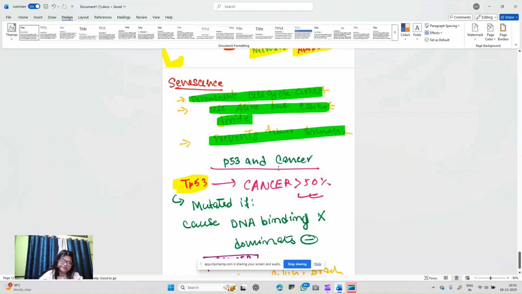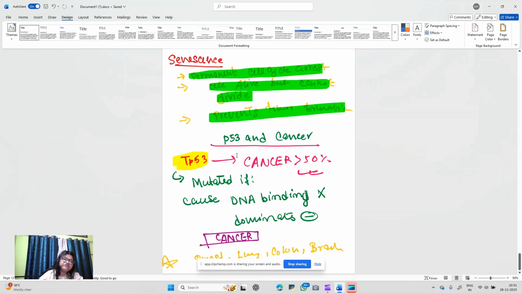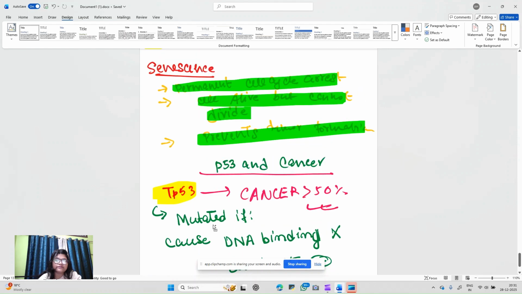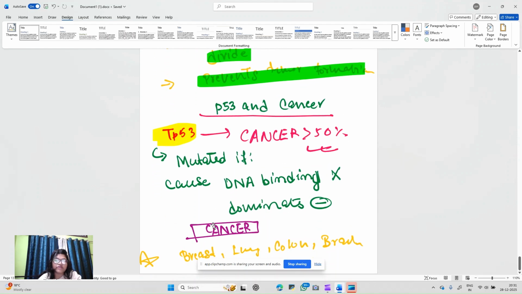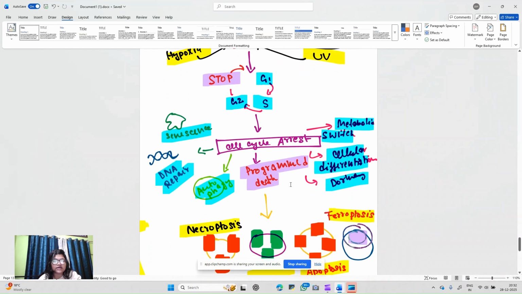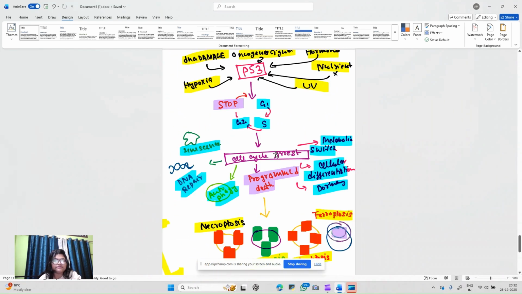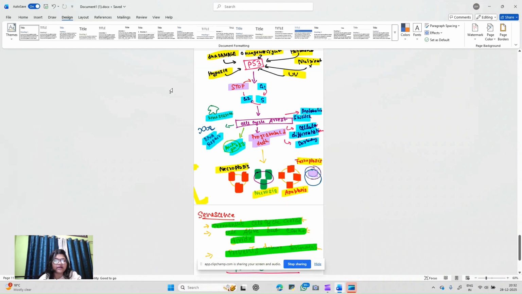P53 and cancer. If P53 is mutated, then there will be cancer formation, and the cancers we have written are breast, lungs, colon, etc. So I think this is it. Please remember this diagram, a very, very important diagram.